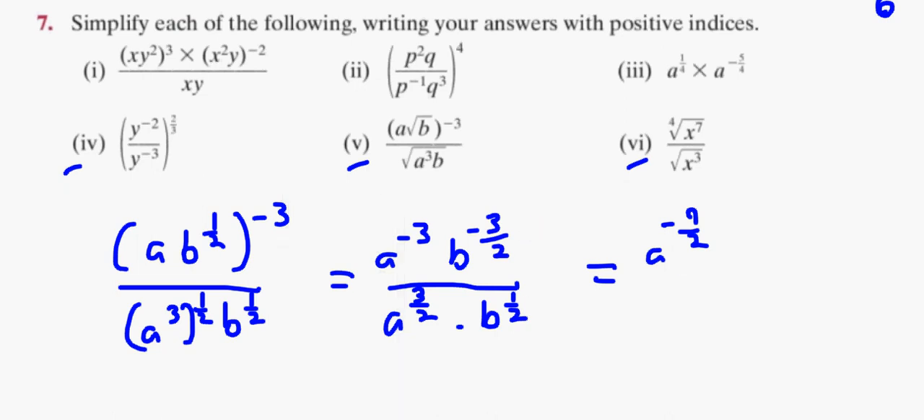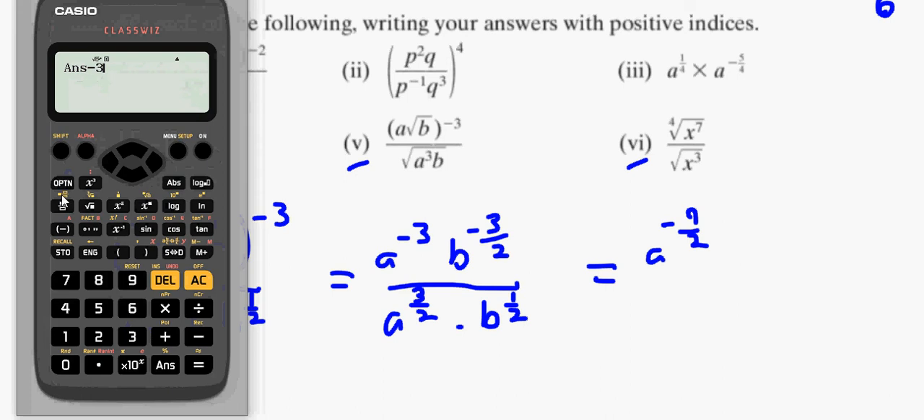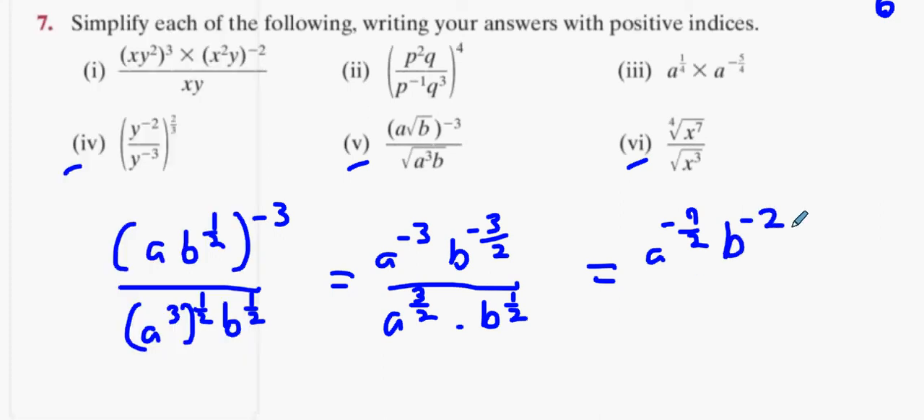It's going to be minus 3. It's going to be minus 3 halves minus 3 over 2. Take away. Anybody? Take away minus a half. What do we get? Minus 2. Is that alright? b to the power of minus 2. Cool. That's positive. What? That's positive.